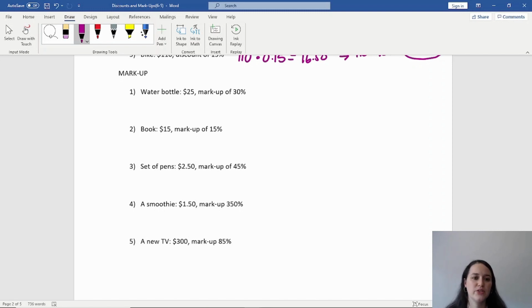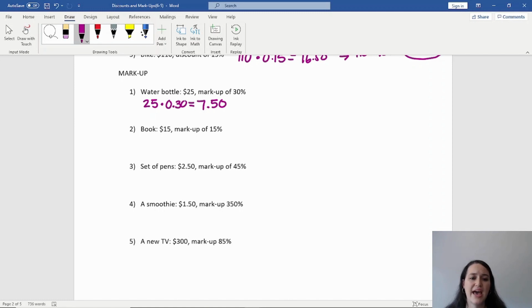All right, I'm gonna go ahead and do these. So I've got $25, and the markup on this water bottle is 30%. So 25 times 0.3 is 7.5, which we're talking about money, so $7.50.